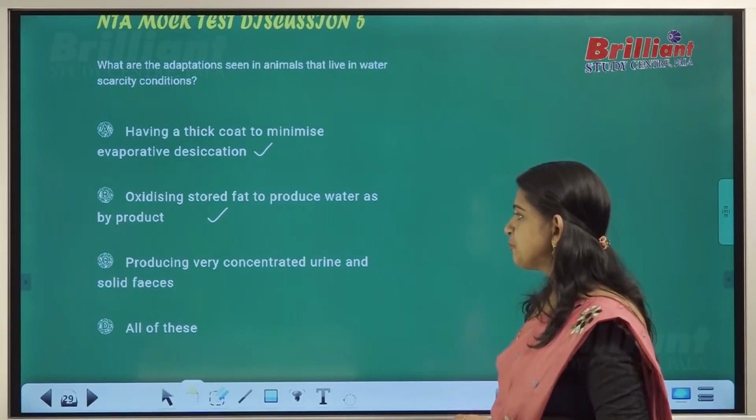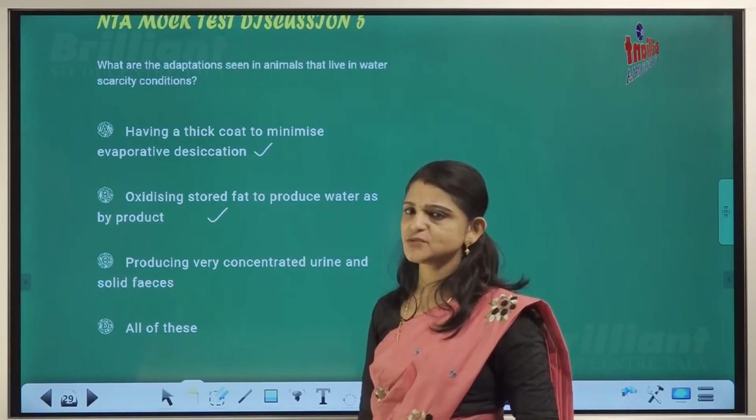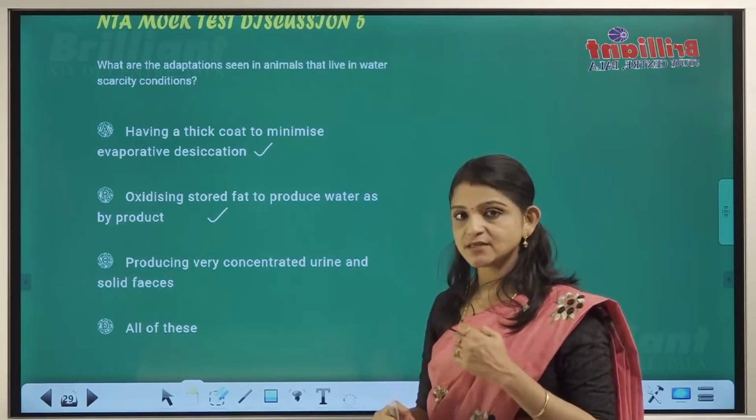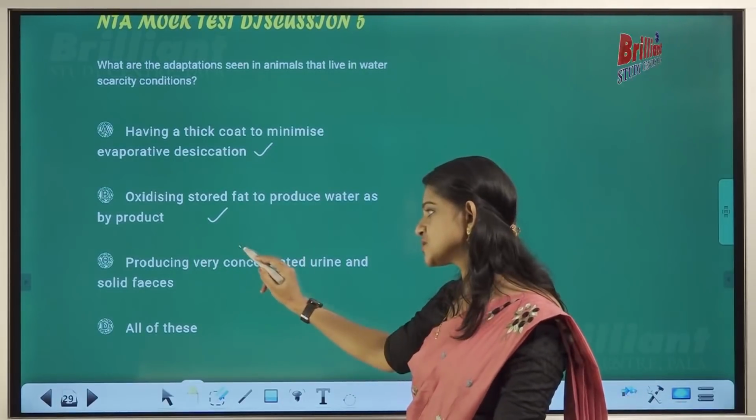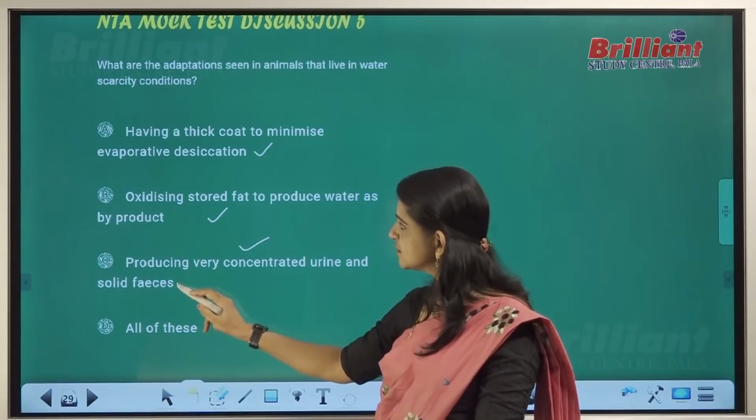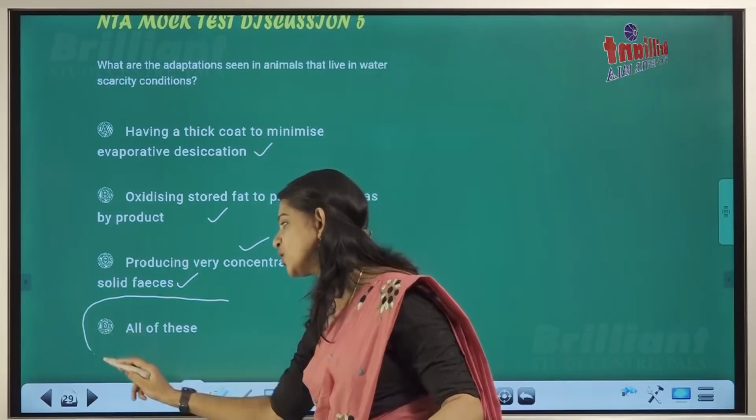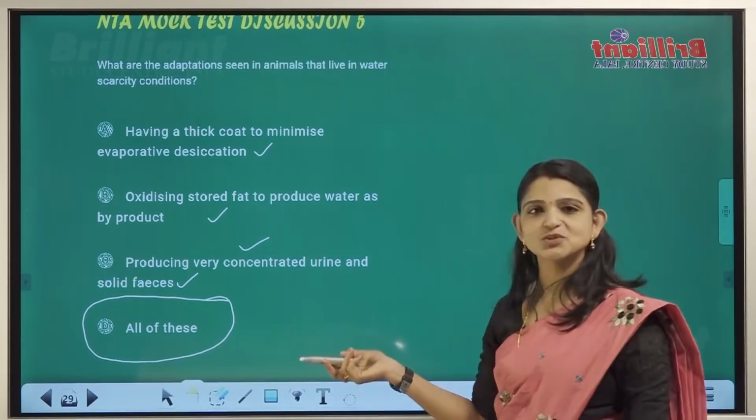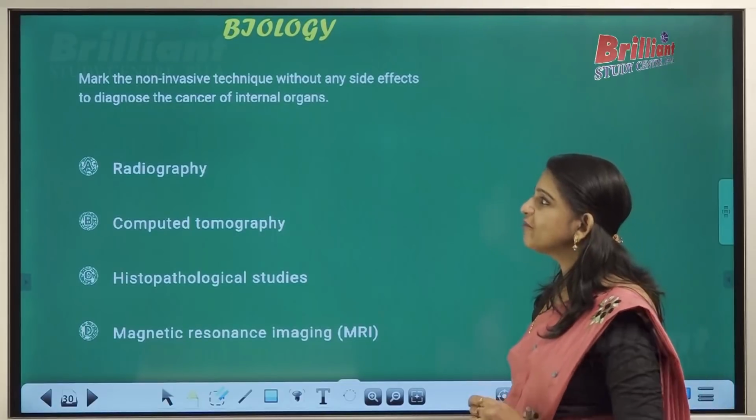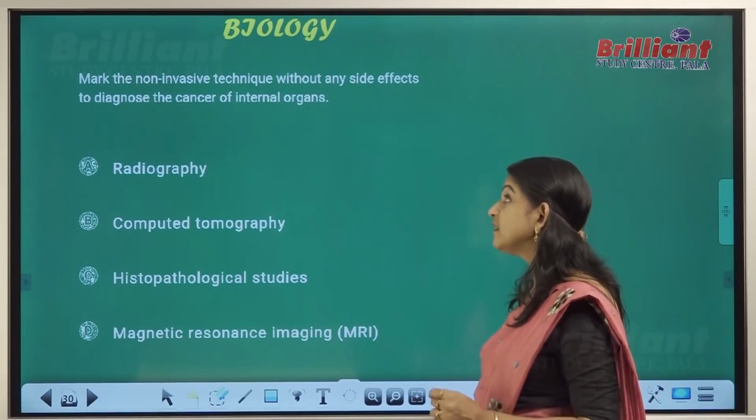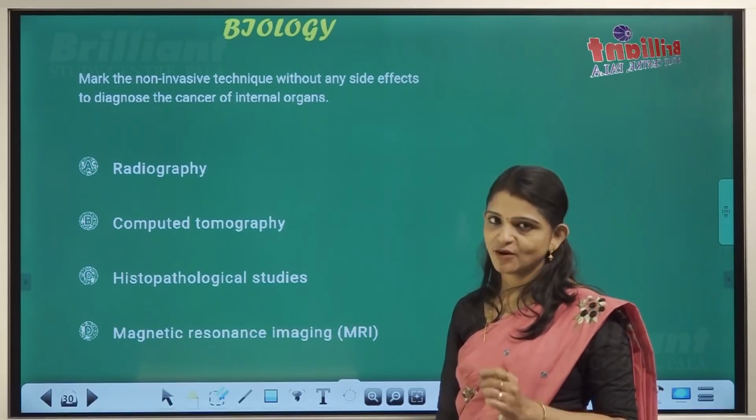Next one, they are producing very concentrated urine and solid feces. That is right. As they are living in such a water scarce condition, definitely their urine is concentrated and feces are solid. That is also correct. So from the given options, you can understand that all the options are correct and we can choose the answer as all of these. Mark the non-invasive technique without any side effects to diagnose cancer of internal organs.